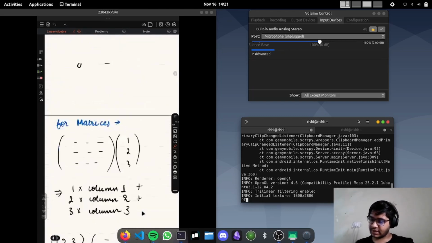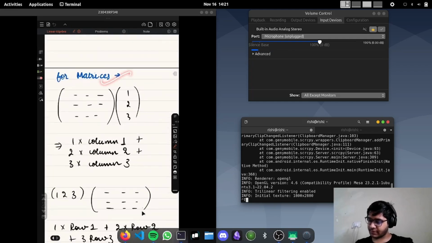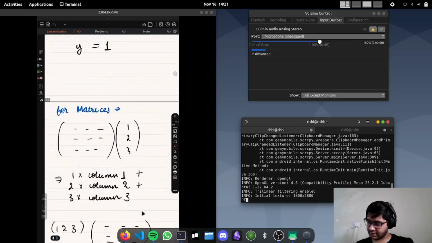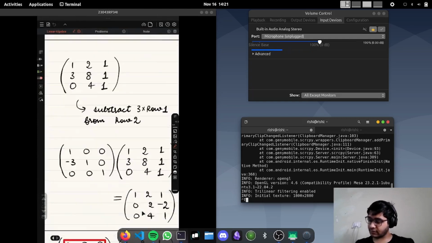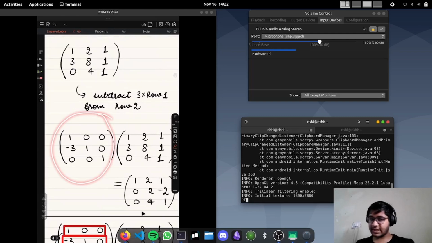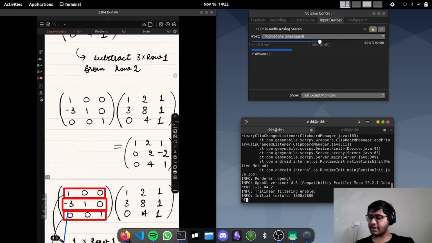Let's go here and see that for the matrices. What we need to do is subtract 3 times row 1 from row 2. So we need to multiply it with a matrix which can do something like this. How can we build that matrix?